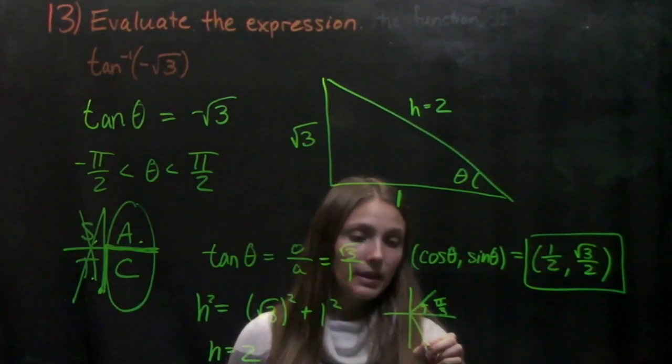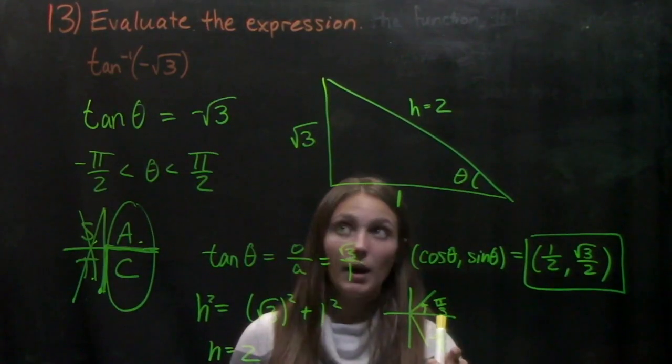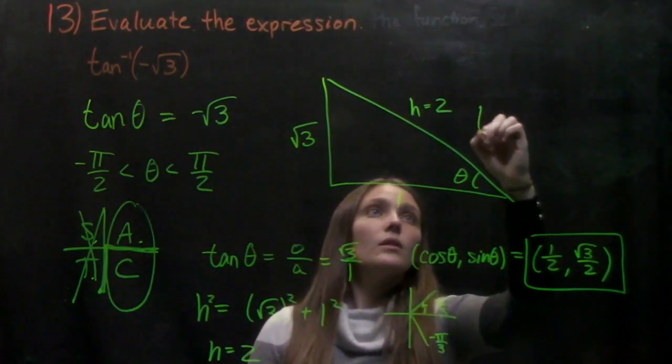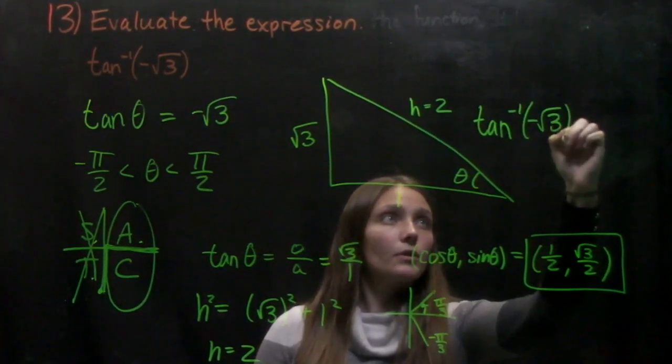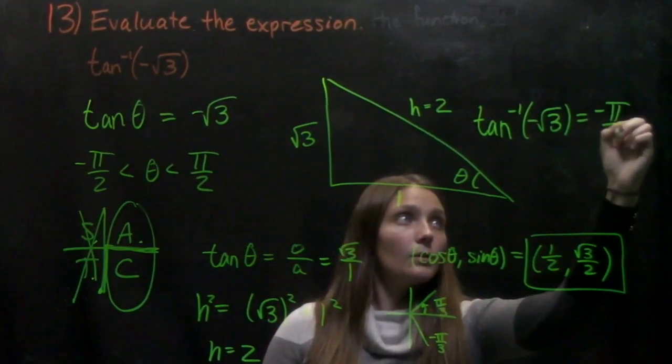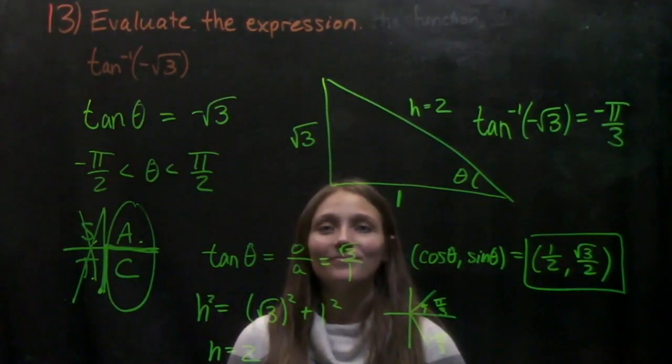But since we know we're going to be in the fourth quadrant, we're going to take the negative of that, so our angle is going to be negative pi over 3. So then we have our answer. The inverse tangent of the negative square root of 3 equals negative pi over 3.